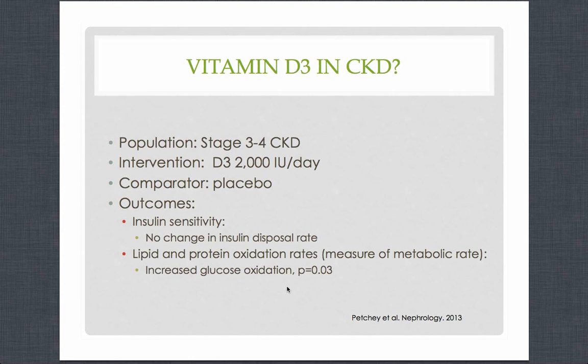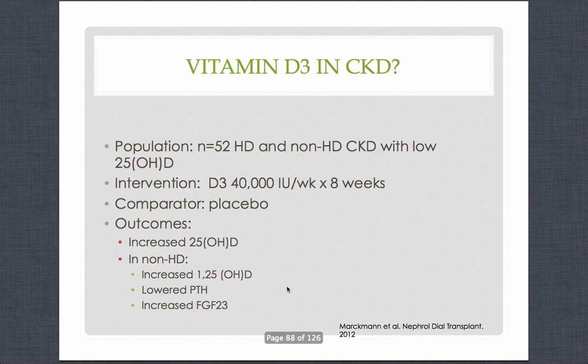Some studies of vitamin D have been done in chronic kidney disease. This was a clinical trial in patients with stage 3 to 4 chronic kidney disease. The intervention was 2,000 IUs of vitamin D3 a day compared to placebo. Outcomes were no changes in insulin sensitivity, but there was an increase in glucose metabolism, suggesting an increase in renal metabolism and some improvement there.